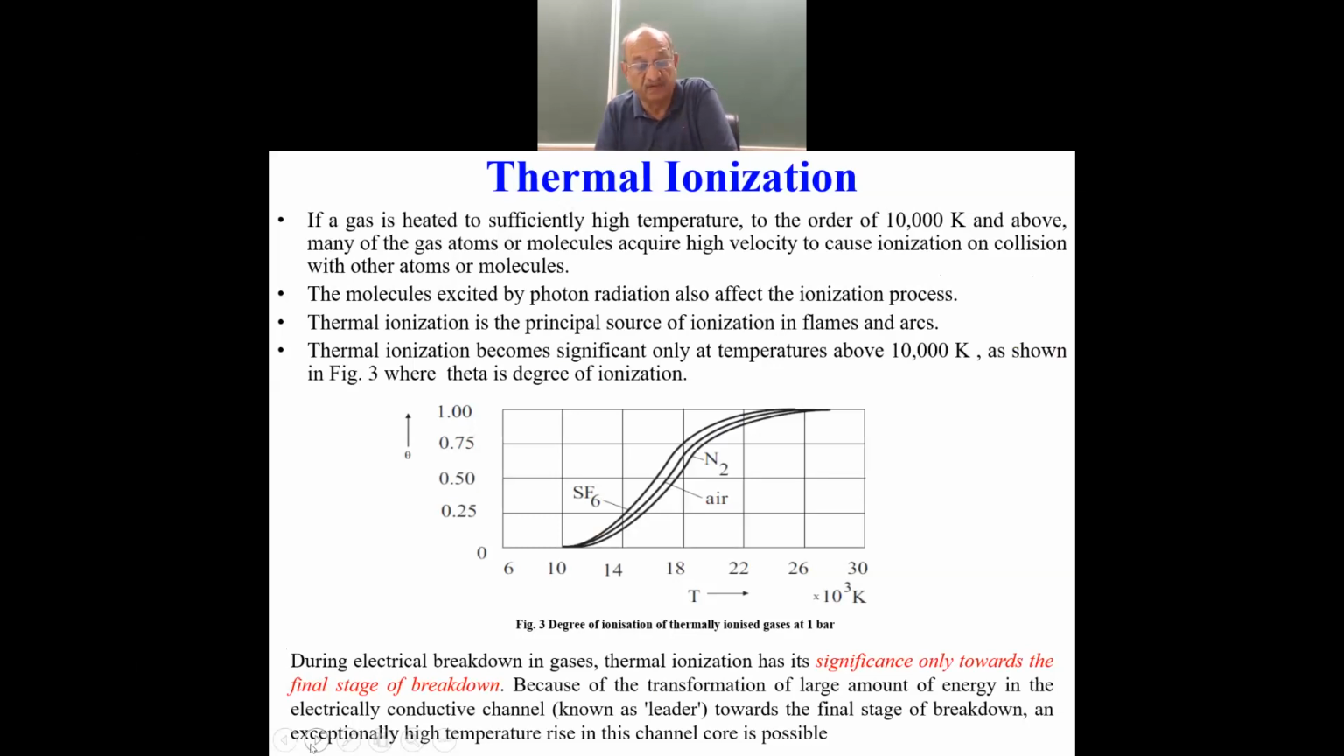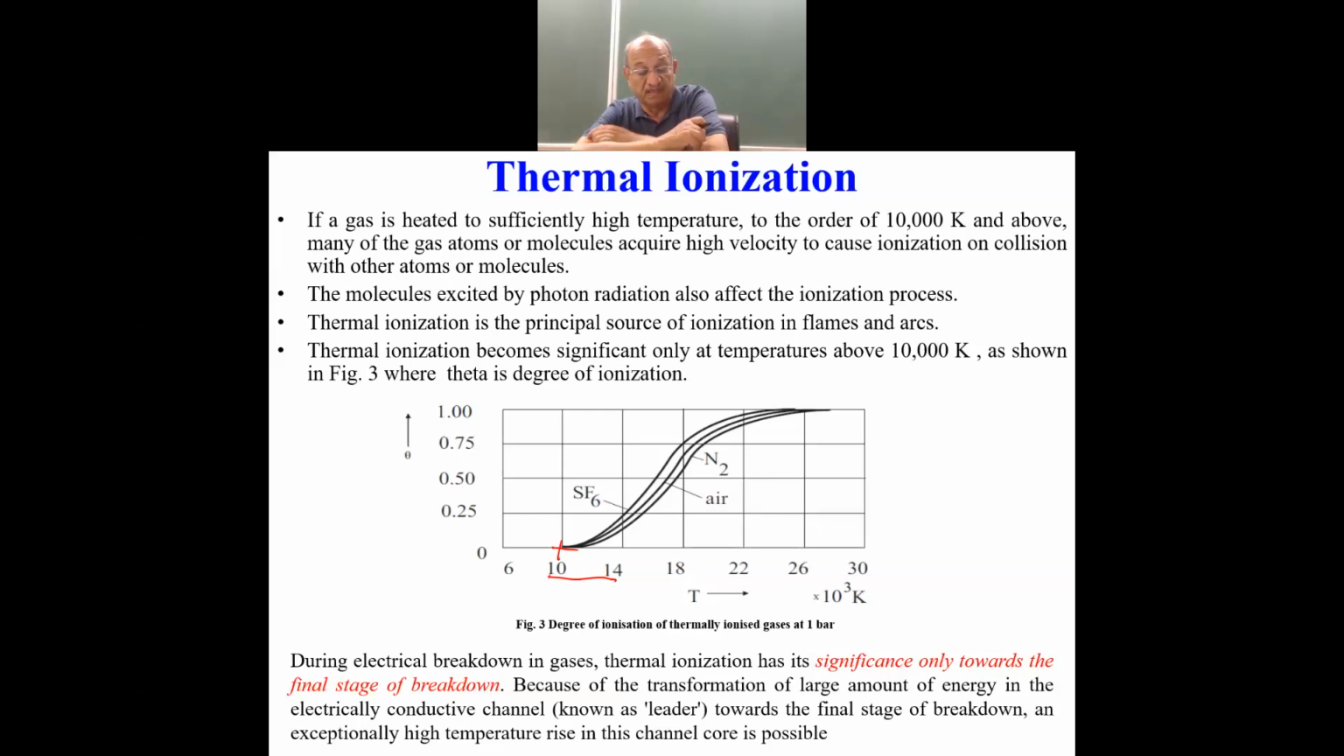Thermal ionization becomes significant only at temperatures above 10,000 Kelvin, as I mentioned, and it can be seen in this figure. Here, at 10,000 Kelvin, the thermal ionization begins, and the temperature may rise very high, something like 25,000 Kelvin, right here. The degree of ionization increases with the increase in temperature of the gas.